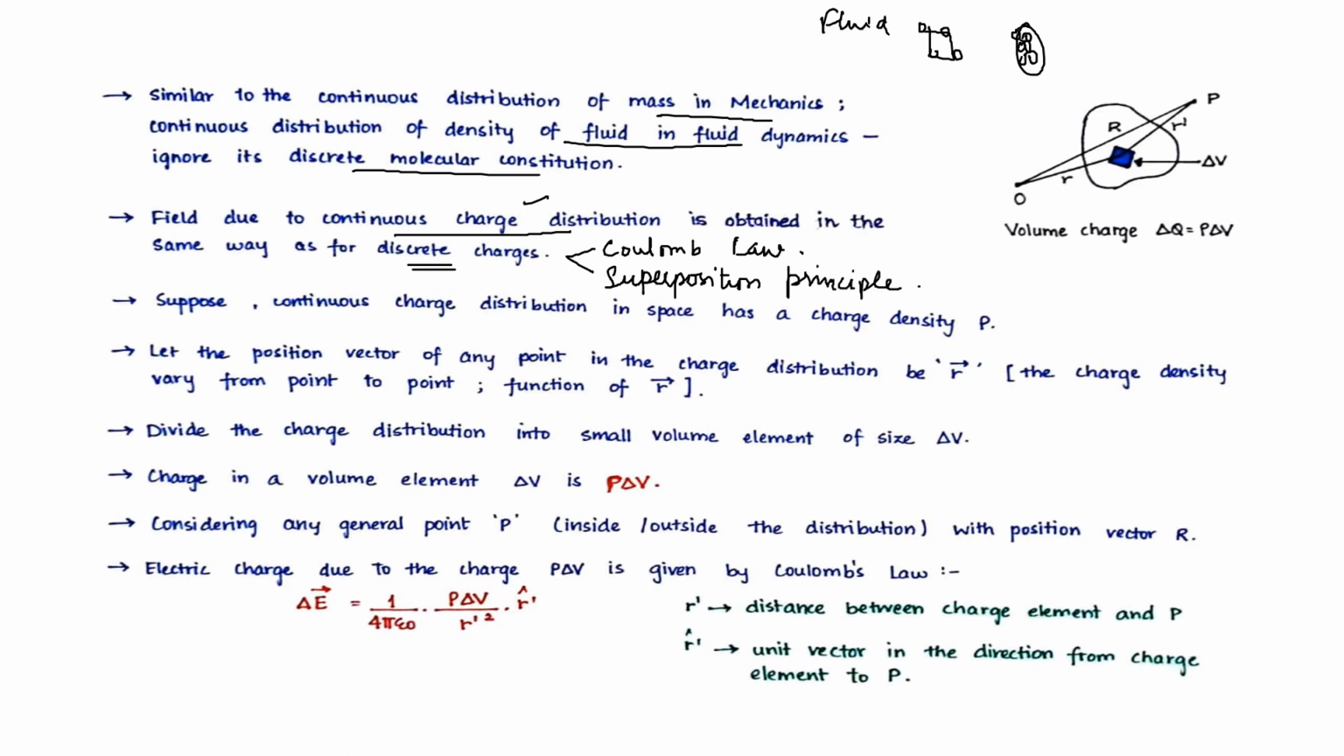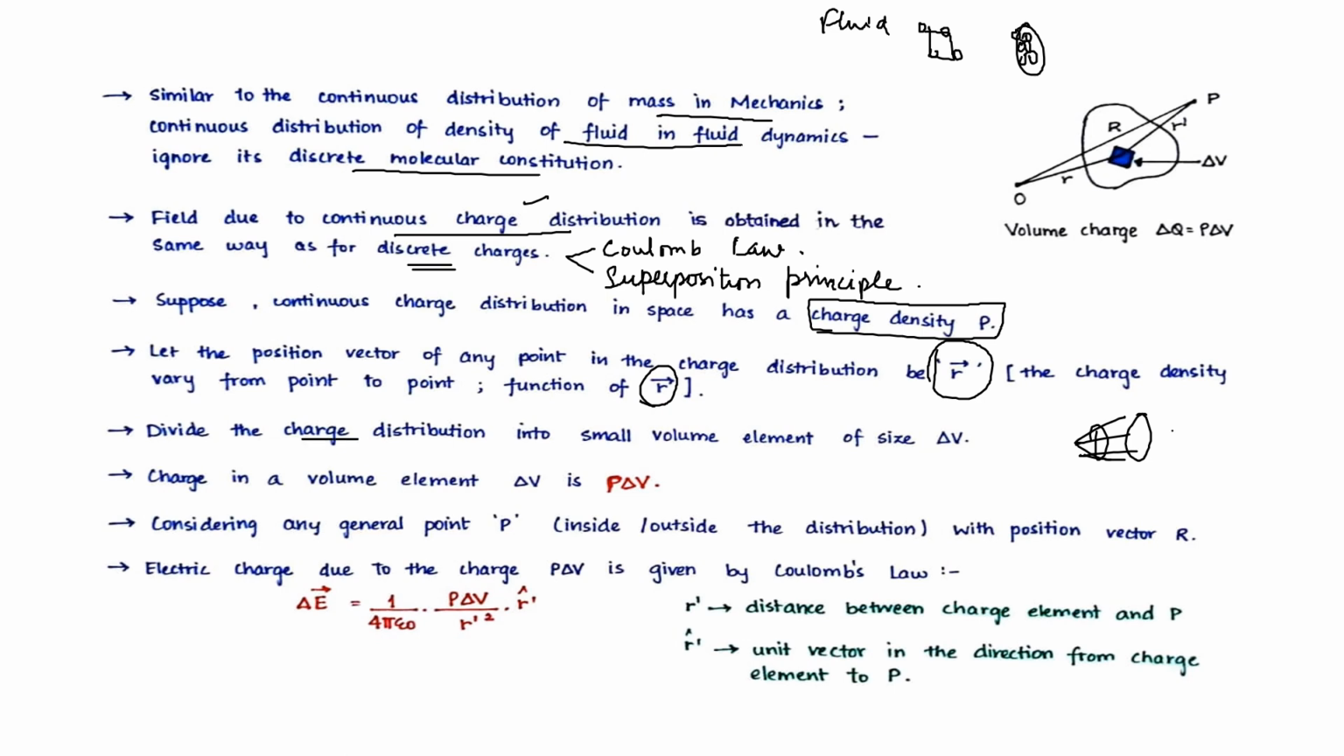Suppose a continuous charge distribution in space has a charge density of rho. Let the position vector of any point in the charge distribution be r. The charge density varies from point to point and is a function of r, as we have seen with field lines: lesser over here, more over here. So according to that, these position vectors change. It will change the charge density also. Density over a given volume will also change.